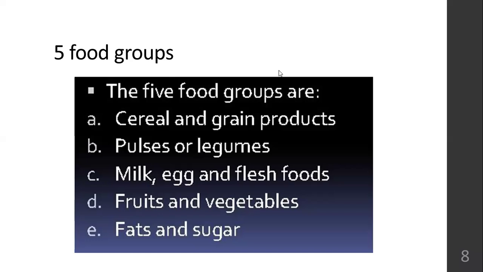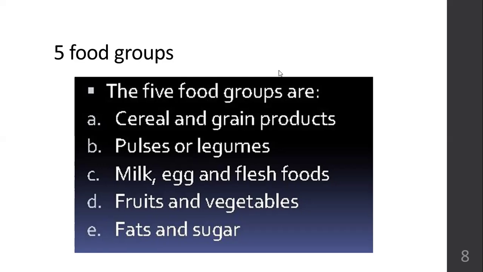Milk and milk products, all your dairy products, meat like chicken, liver, fish, egg, red meat, white meat, lean meat and red meat, good sources of protein, fat. Apart from milk, all the other sources, milk has lactose, which is carbohydrates. Apart from milk, eggs, all flesh food, meat are good sources of protein and fat. They don't have carbohydrates, apart from milk.